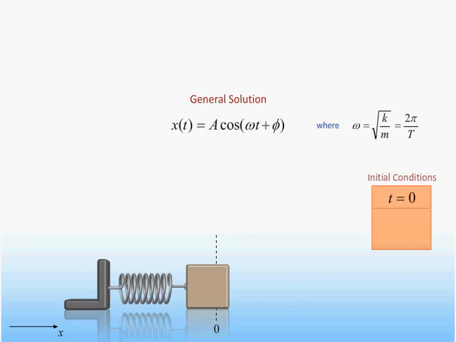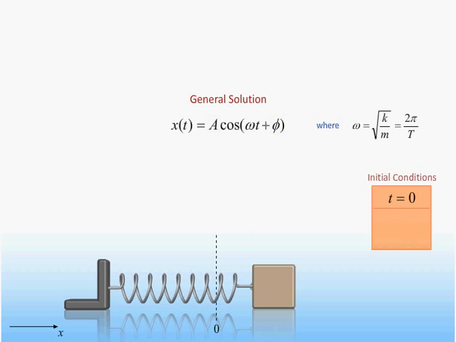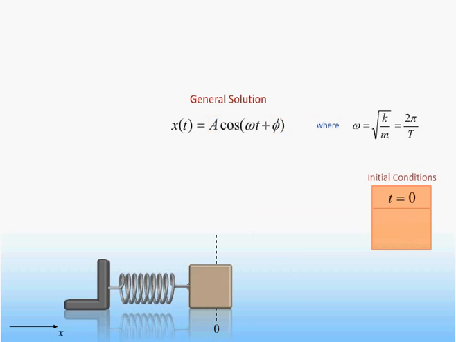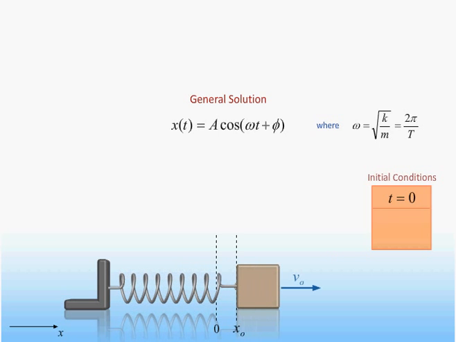Here we see a mass oscillating on a spring, just as in the previous example. But we will not start the system from rest at a maximum displacement. Instead, we see that at t equals 0, the displacement of the mass is x naught and its velocity is v naught. How do we go about determining the amplitude and the phase of the oscillations?